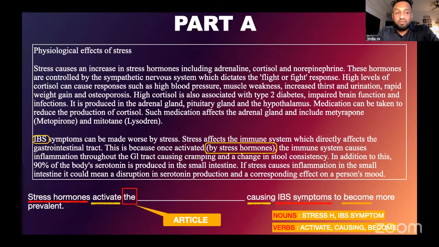Stress hormone is activating something. So what does it activate? It clearly says this is because once activated, the immune system, so it is activating what? It is activating the immune system. Because if you see over here, it clearly says once activated, the immune system causes. So what is activated over here? What is the subject? The subject is the immune system. Because of the stress hormones, the immune system gets activated. That causes inflammation throughout the GI tract. So the correct answer over here is immune system.